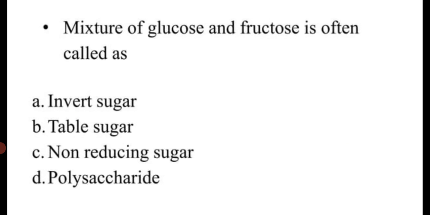A mixture of glucose and fructose is often called invert sugar. Invert sugar is an edible mixture of glucose and fructose, which are both simple sugars. Invert sugar is sweeter than normal sugar, 125% sweeter than normal sugar, and that is why it is called invert sugar.